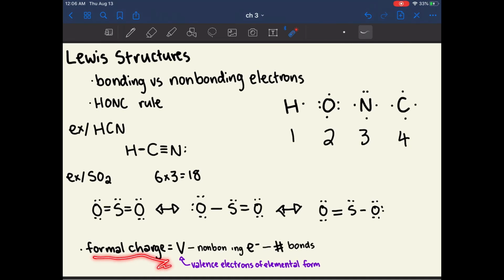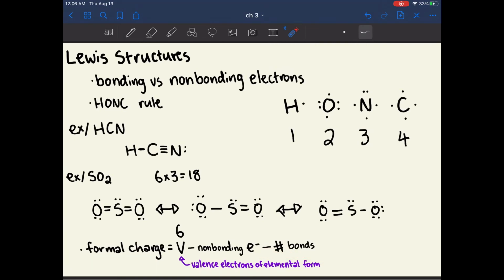So we can use this concept called formal charge. And formal charge is calculated for each individual atom. So the formal charge is V, which stands for the number of valence electrons in its elemental form. So for the elemental form of sulfur and for oxygen, this is 6. And this is subtracted by the number of non-bonding electrons, and this is subtracted by the number of bonds.